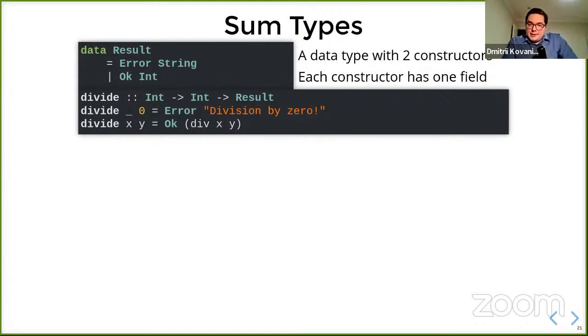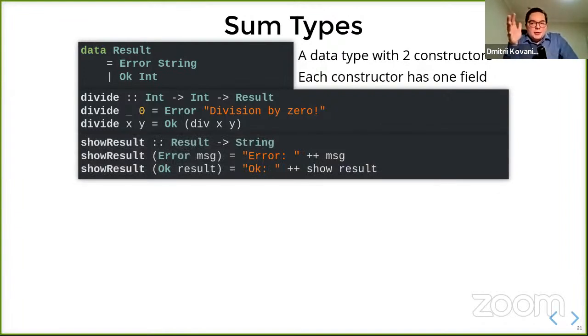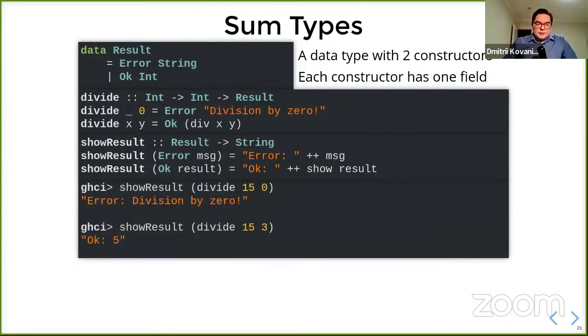Well, what we can do with this data type, we can now pattern match on it and again convert to string to show eventually. So if we take an error with some message string, we just add this message to the error string. And if we have a result, we just show the result. It works, and you can see that it works as promised. So Result has two constructors. You don't have a string and a number at the same time. It's a choice. You either have an error message or you have a result.